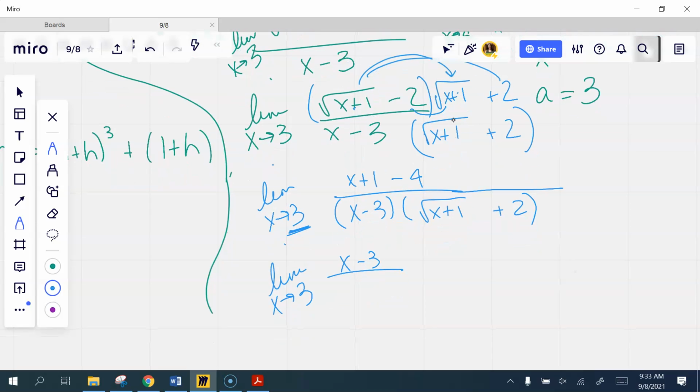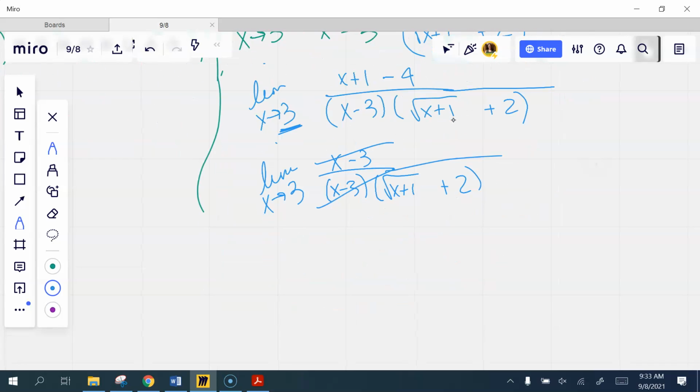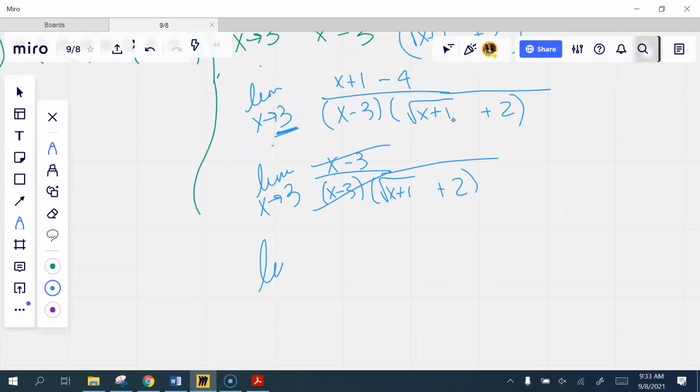Don't FOIL it. Look what happens. x minus 3 times the square root of x plus 1 plus 2. Remember, that's what we're looking for all the time, something to cancel. We're looking to plug the hole. That's right. Now the limit as x approaches 3.